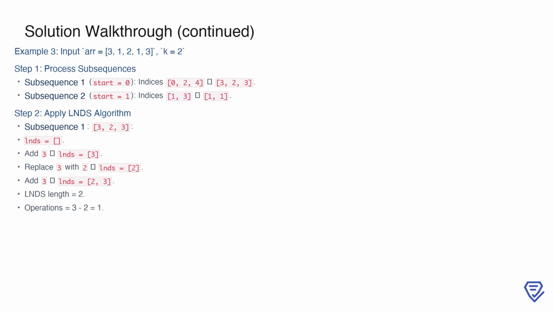Now, consider the third example where the array is 3, 1, 2, 1, 3, and k is 2. Here, the first subsequence includes indices 0, 2, 4, which gives 3, 2, 3, and the second subsequence includes indices 1, 3, which gives 1, 1. For the first subsequence, 3, 2, 3, we find the LNDS by starting with an empty list. First, we add 3. Then, we replace 3 with 2 because 2 is smaller. Finally, we add 3 back, resulting in an LNDS of 2, 3, with a length of 2. Since the subsequence length is 3, the number of operations required is 3 - 2 equals 1.